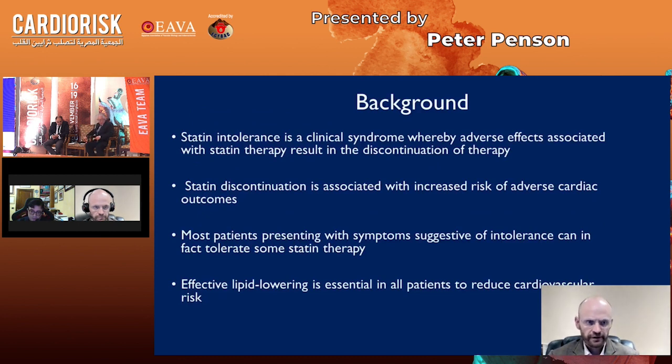To give some background, statin intolerance is a clinical syndrome whereby the adverse effects associated with statin therapy result in discontinuation of that therapy. Statin discontinuation is a real problem, and it's associated with increased risk of adverse cardiovascular outcomes. However, most patients presenting with symptoms suggestive of statin intolerance can in fact tolerate some statin therapy. It's essential that effective lipid-lowering therapy is used in all patients to reduce their cardiovascular risk.